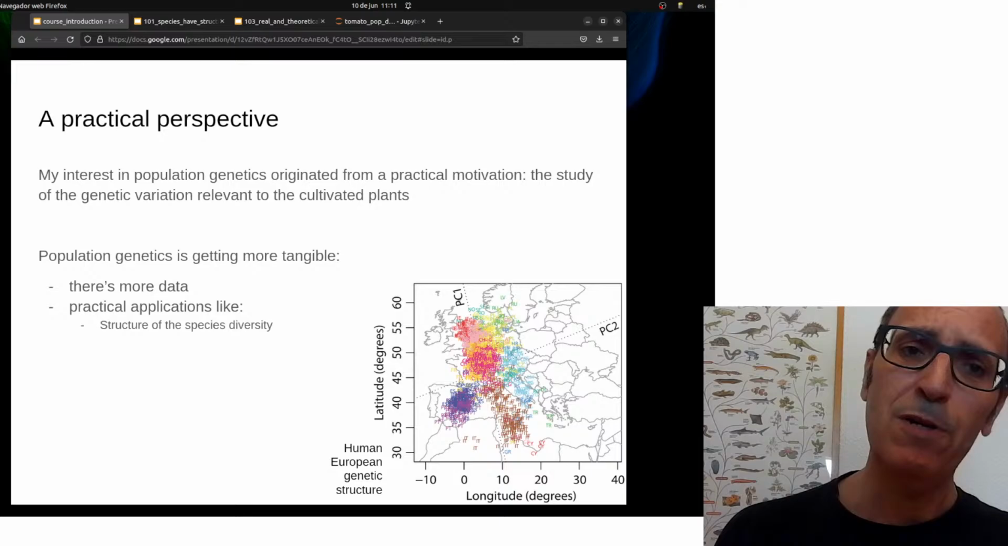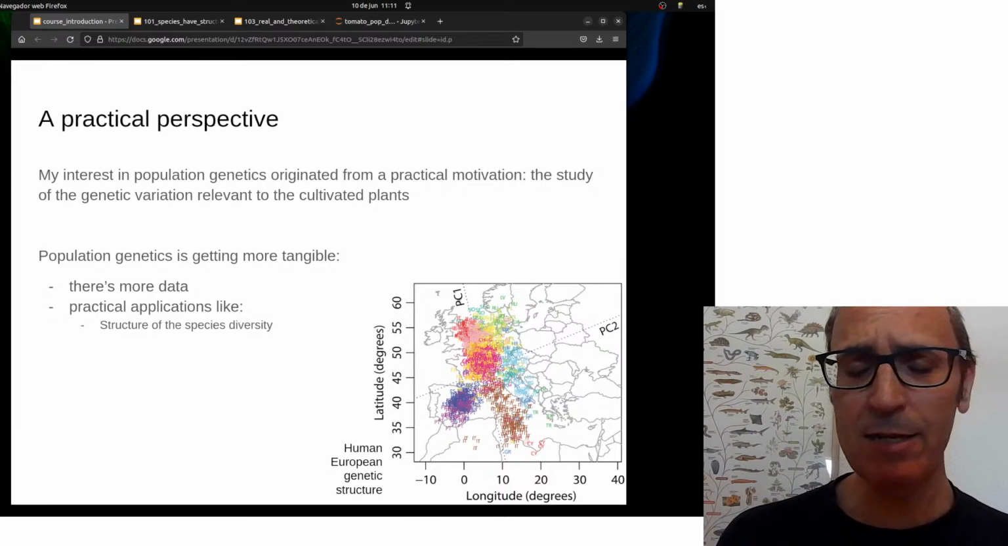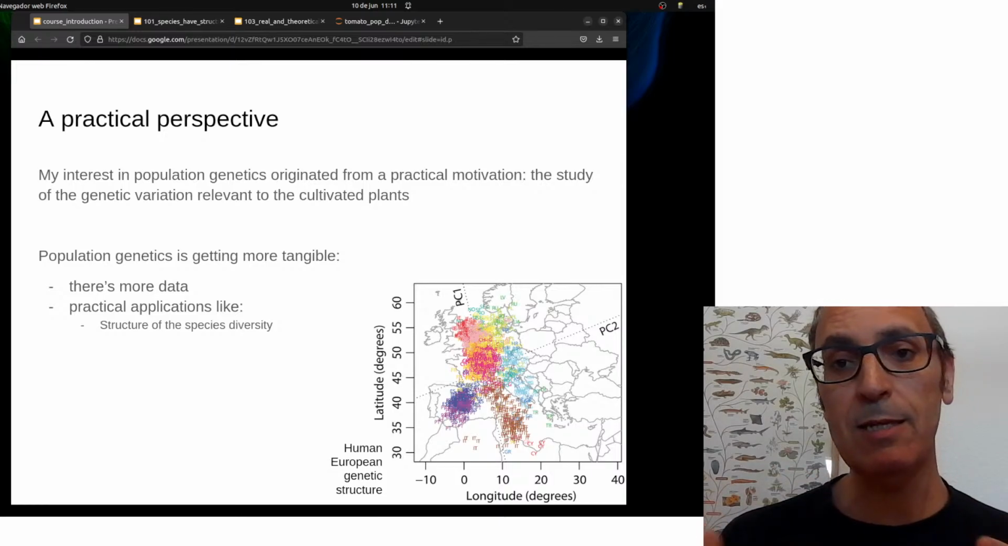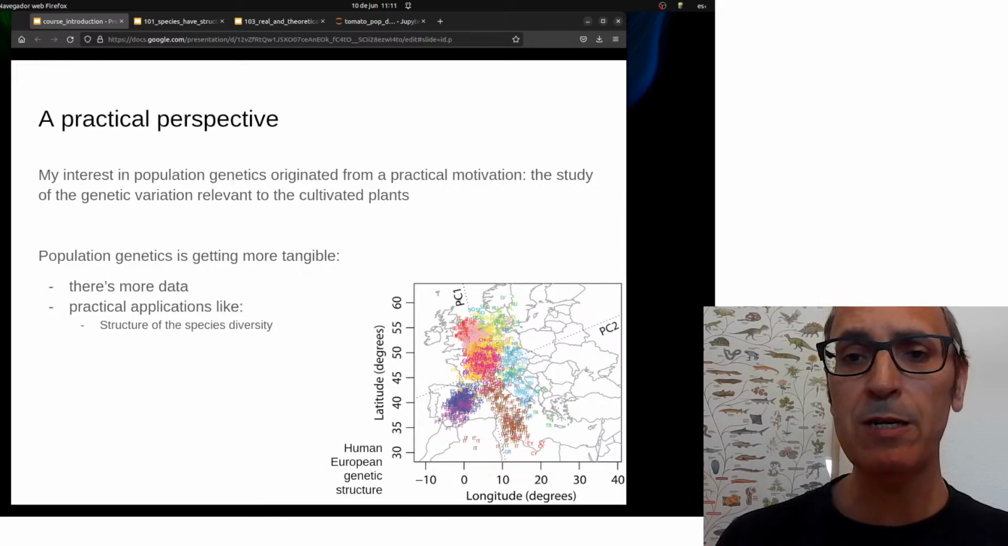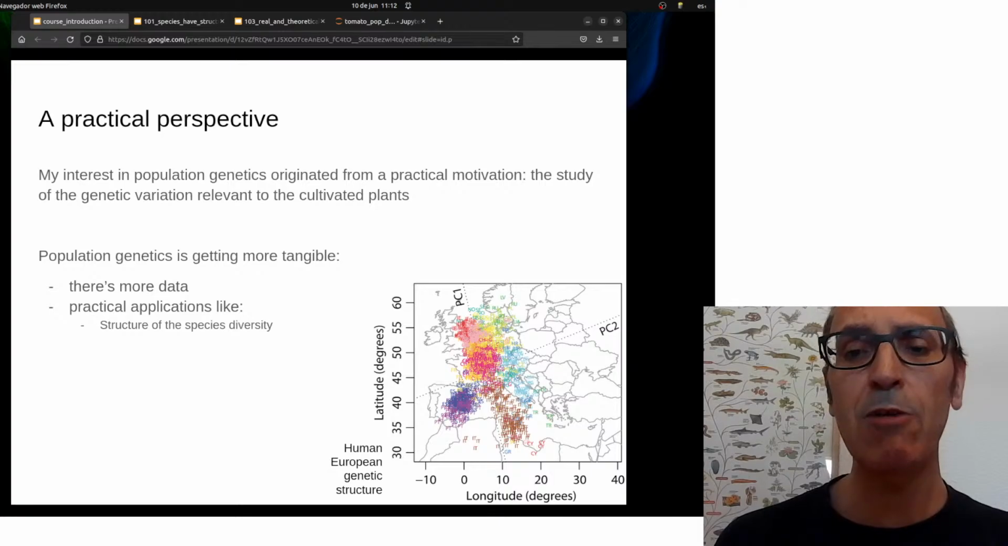So population genetics in general during the last decade has become more tangible. We have more data and there are practical applications. First, as I said, the structure of the species. For instance, this is a map with the structure of humans in Europe, and it's clearly related with geography. So how do you get this result, and how do you define populations in there?